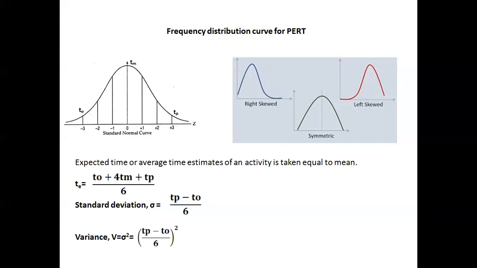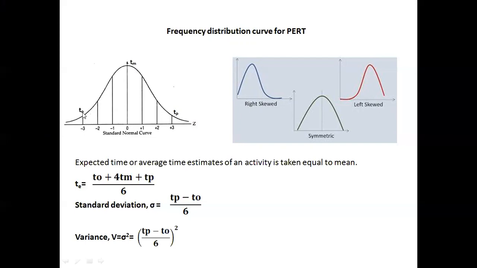Unimodal means the most likely time occurs at the midpoint, at the Tm, so that it will be symmetric. And the endpoints, both TO and TP, are considered as the two extremities.